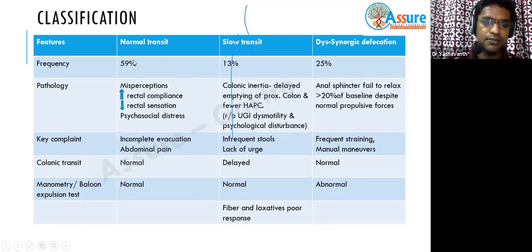So what exactly is the pathology in normal transit? It is most often misperception. See, someone passing stool once in 2 days is not constipation outside India. Within India, even patients who are passing more than once can come to you with constipation.